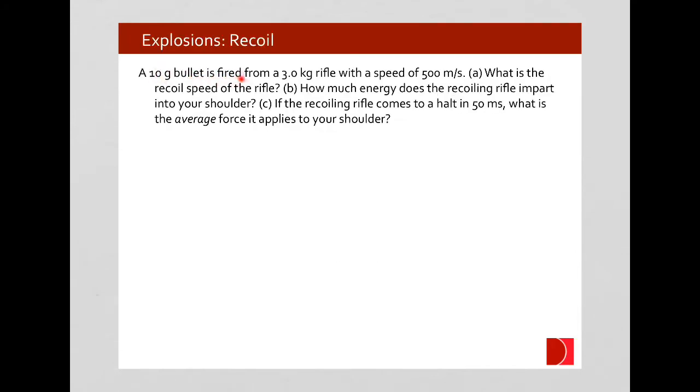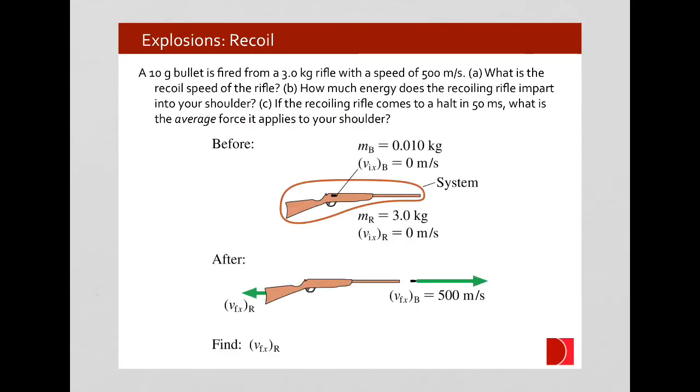We have a 10-gram bullet that's fired from a 3-kilogram rifle with a speed of 500 meters per second. What is the recoil speed of the rifle? How much energy does the recoiling rifle put into your shoulder? And if the recoiling rifle comes to a halt in 50 milliseconds, what's the average force that it applies to your shoulder?